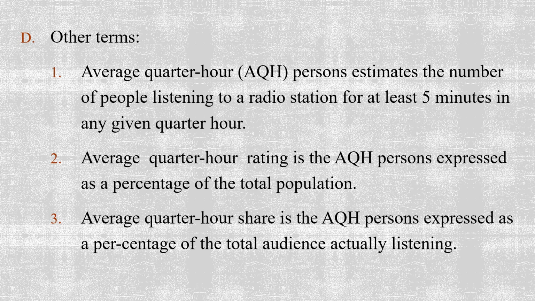Some other terms to pay attention to. Average quarter-hour persons estimates the number of people listening to a radio station for at least 5 minutes within any given quarter hour. These quarter hours are fixed values. So, for example, you would be measuring for a time period between the top of the hour and 15 past the hour, or between 15 past the hour and 30 past the hour, and breaking up the clock like that throughout the broadcast hour. So if a person listens to a station for 5 minutes during any of those chunks of time, they're going to be considered part of that AQH number for that particular chunk of time.